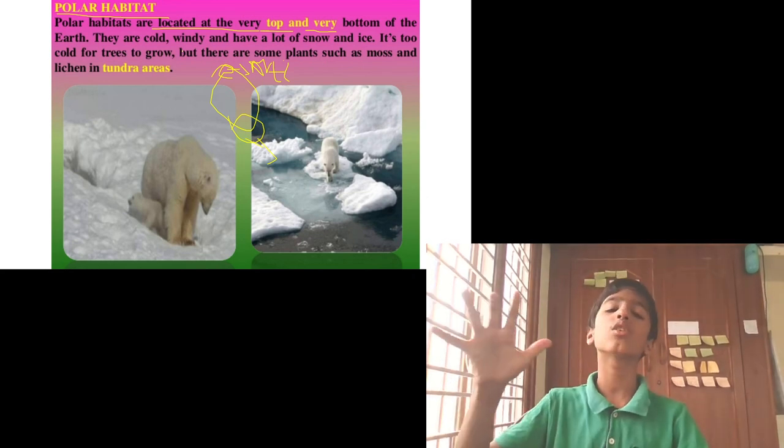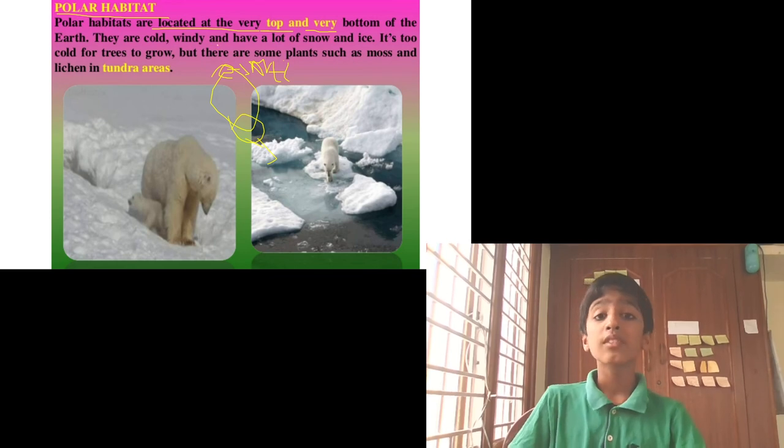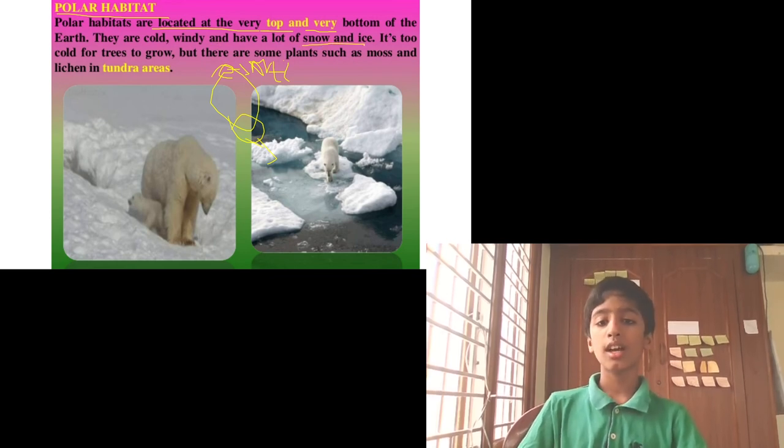They are very, very, very cold, windy, and have a lot of snow and ice. Here you can see, right? So it's too cold for trees to grow. But there are some plants such as moss and lichen in the tundra region.